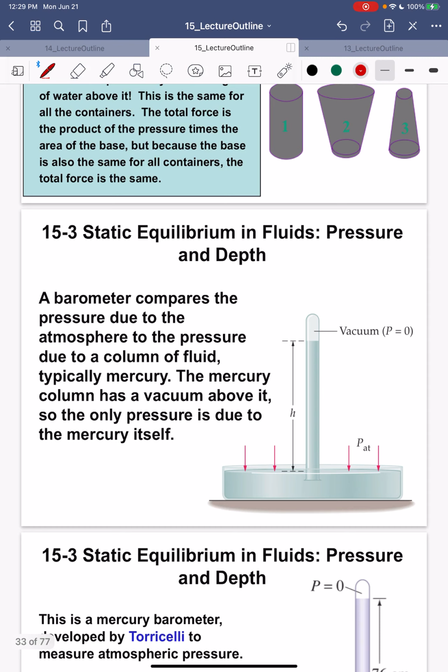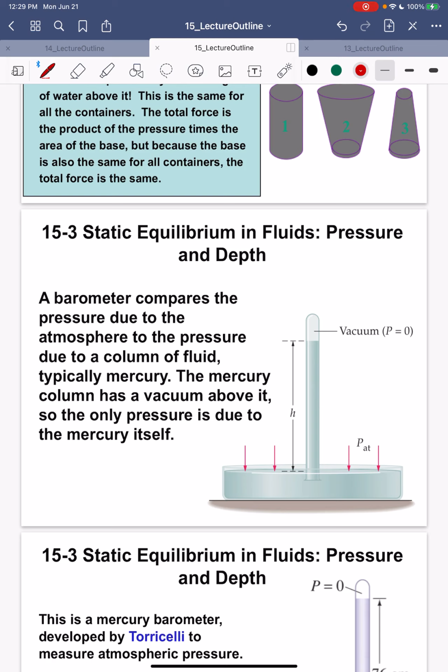Second part of chapter 15. Now, related to that, we are going to study the tools or instruments that we are going to use to measure either the atmospheric pressure or the pressure of any fluid.